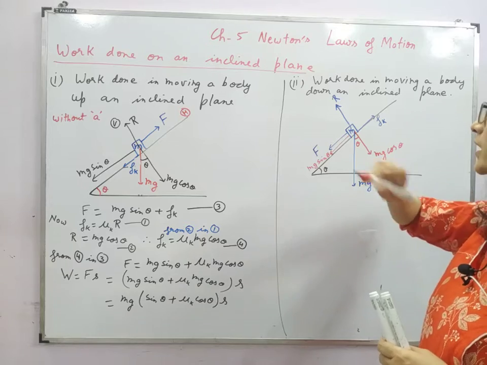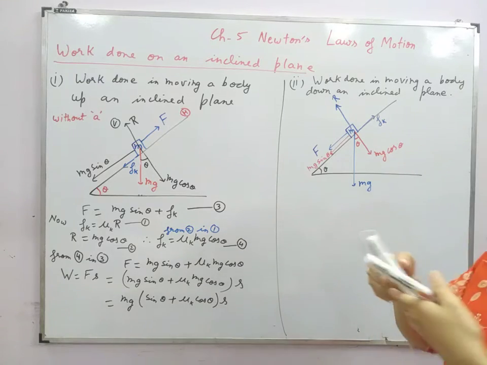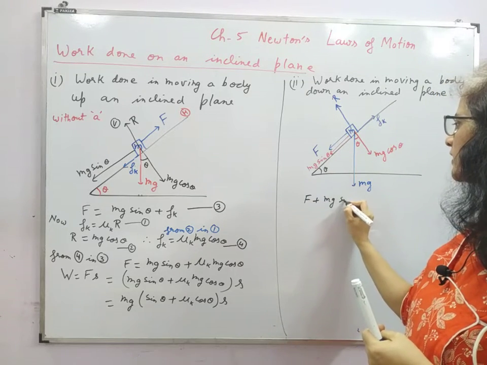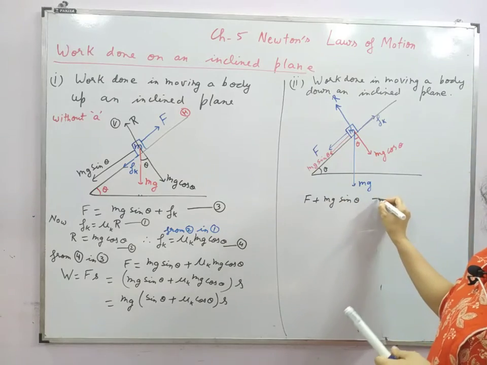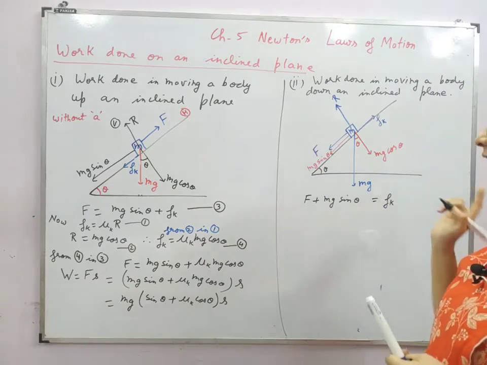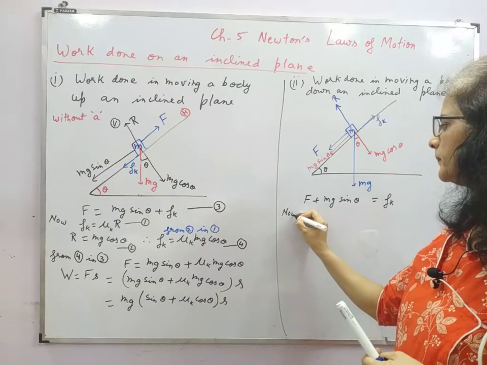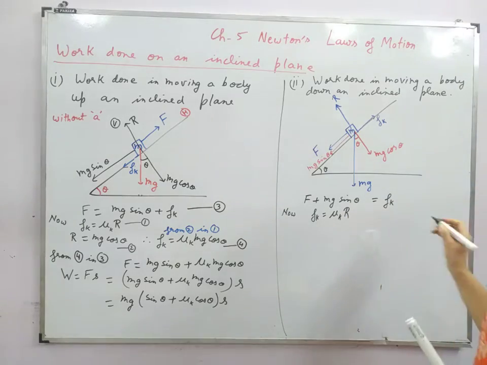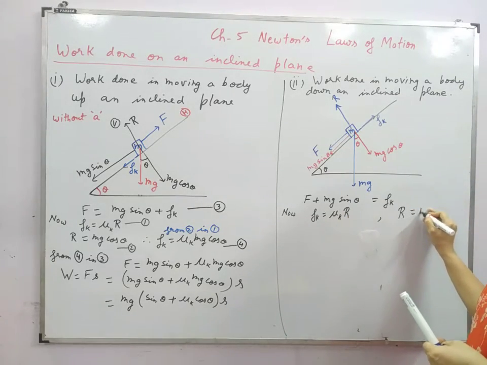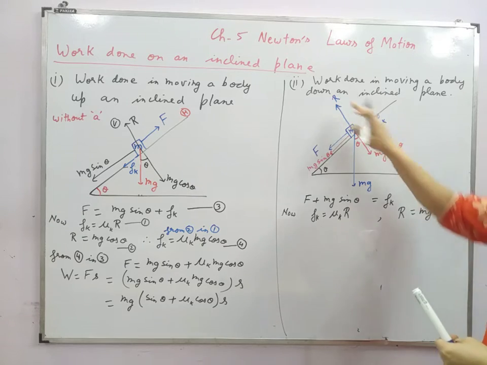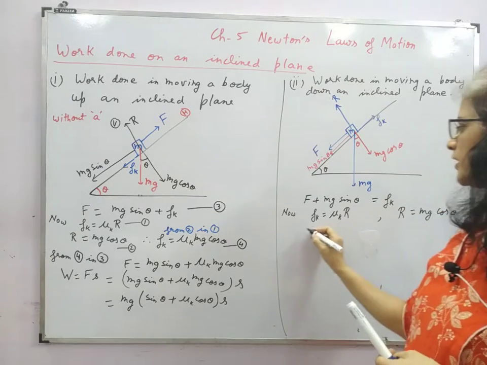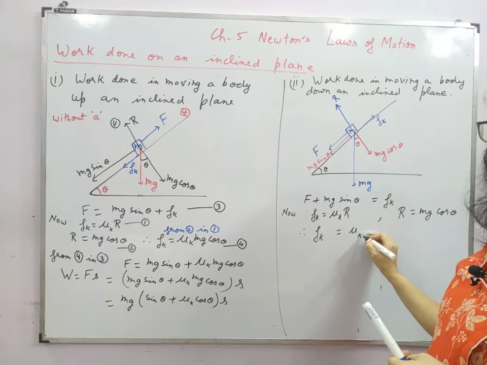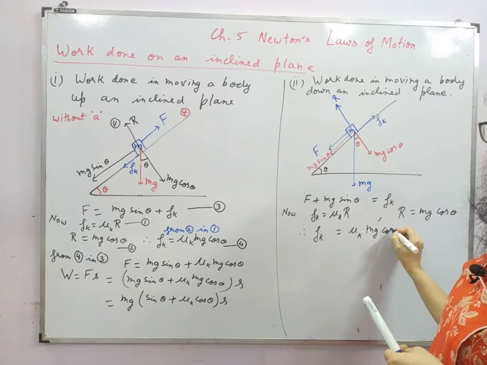If there is no acceleration, then obviously this force plus this force must be equal to this force. So F plus mg sin theta is this side force and the opposite force is Fk. And as before, Fk is equal to mu k into normal reaction, and the normal reaction is mg cos theta. As before, there is no motion this side. Therefore, Fk is mu k mg cos theta.